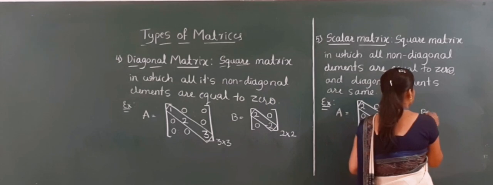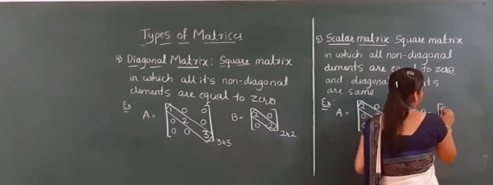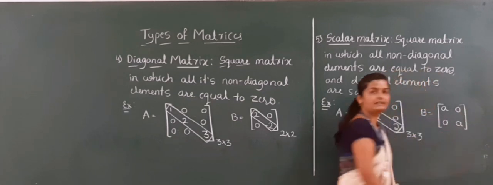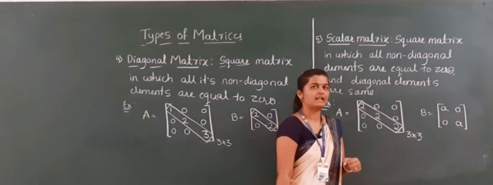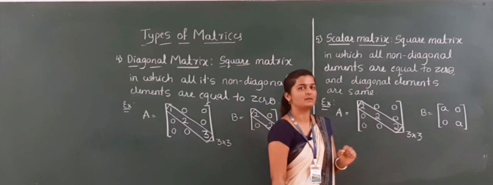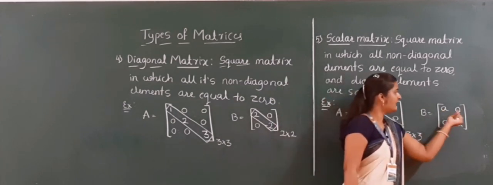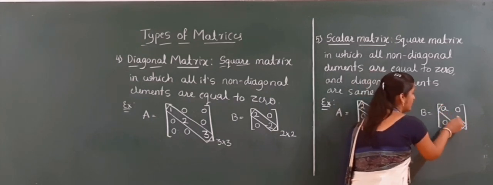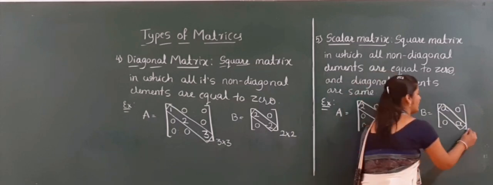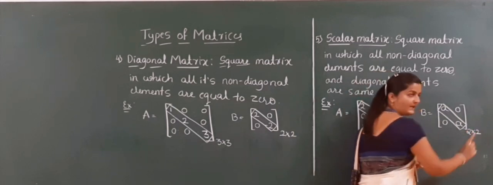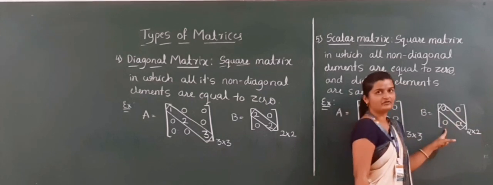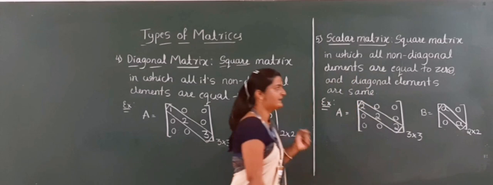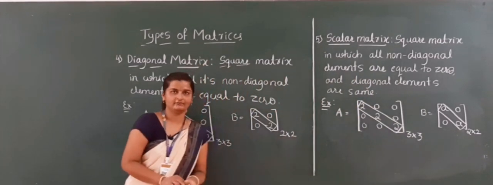Similarly, I will write another example. A, 0, 0, A. Is this an example for a scalar matrix? Yes, this is also an example for a scalar matrix, that is A, 0, 0, A. Here the diagonal is A, and the order is 2 by 2, that's why this is a square matrix. Non-diagonal elements are 0 and diagonal elements are equal to A. So this is known as a scalar matrix. Okay?